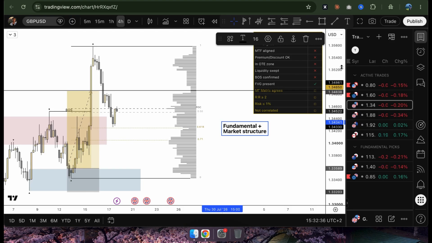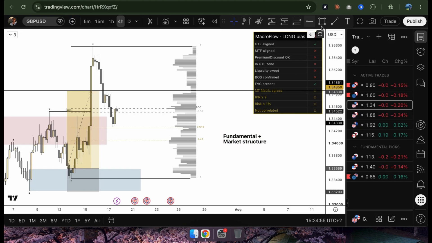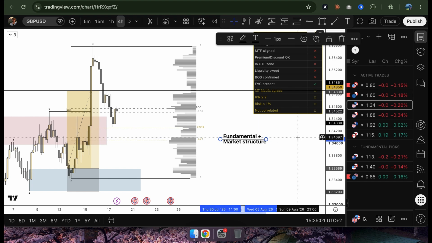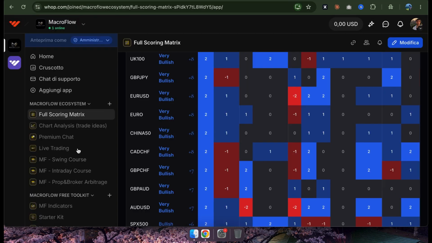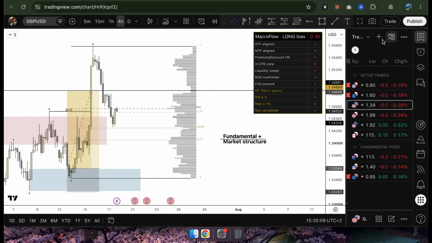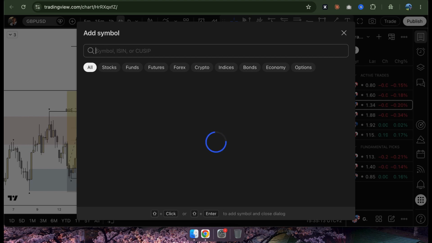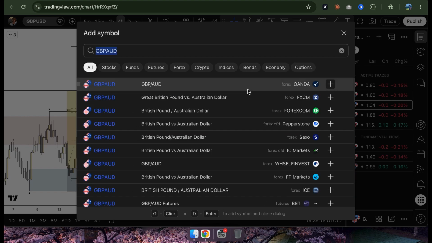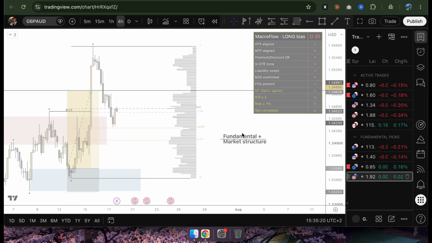So what I do next, again, fundamental plus market structure. So that's how I analyze my fundamentals. I use my built-in software, but you can do this by yourself. Or if you're interested, you can join my community and find here the Full Scoring Metrics. I then come to the chart, like this one, and simply add it to my watch list. Okay, so GBP, I added it to my watch list.